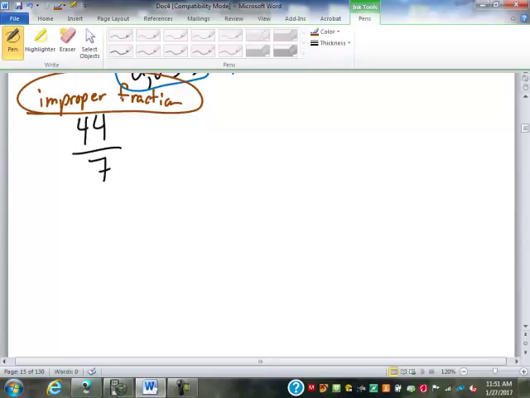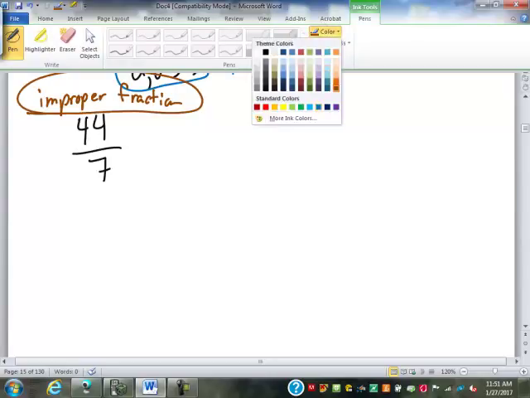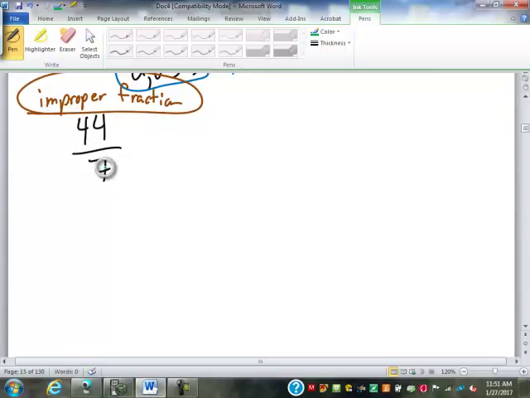We just don't like having it that way because what it's telling us here is it takes 7 pieces to make a whole object. And if we have 44 pieces, we not only have enough pieces to make a whole object, we have enough pieces to make several whole objects. And it's easier for us in many cases to visualize whole objects with pieces left over than it is to visualize that many pieces sitting there. So we're going to split this up into what's called a mixed number.